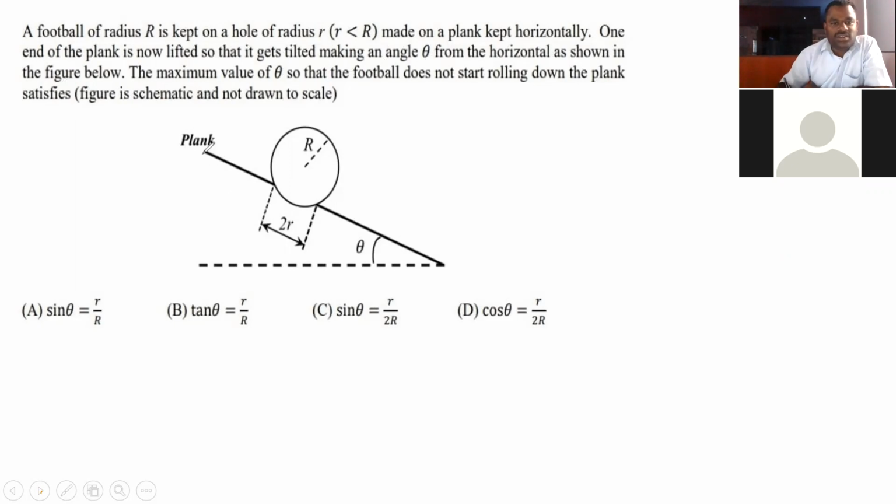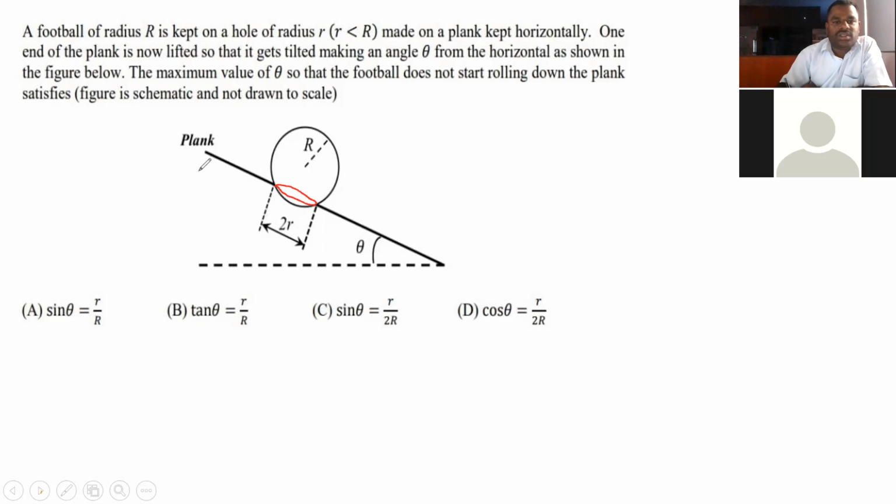Here given that this is the one plank. In this plank we have made a hole. This hole's radius is r, so that this diameter is 2r. Next this ball is kept. This ball's radius is capital R.